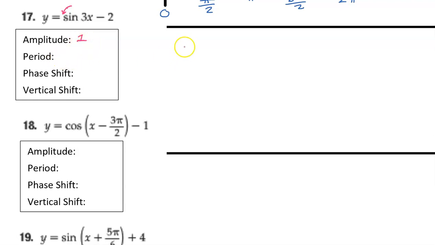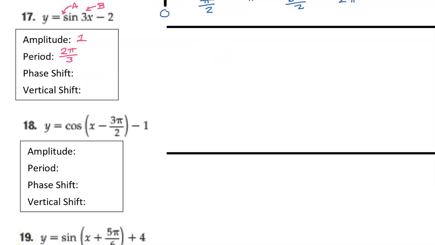Next, the period. Normally, the period is 2 pi, except if there is a b value. So this number in the front, that's the a value. This number in front of the x is called the b value. And the period is 2 pi divided by the b value. Well, in this case, that b value is 3. So the period is 2 pi over 3. Let's write that down. So 2 pi over 3.